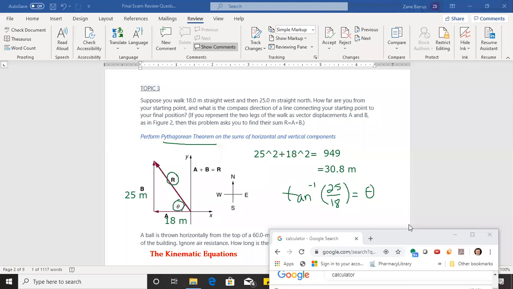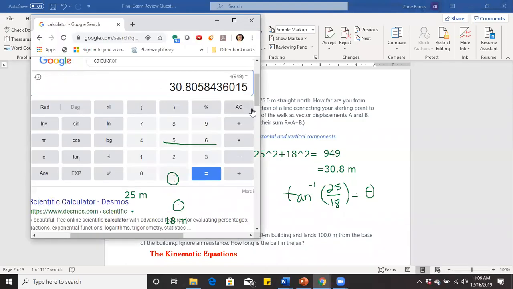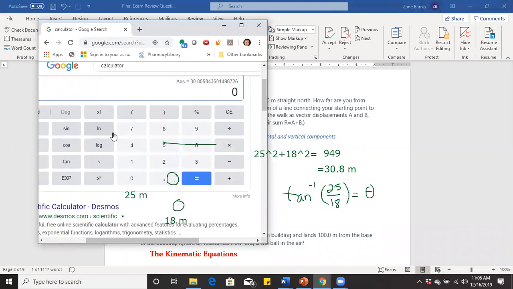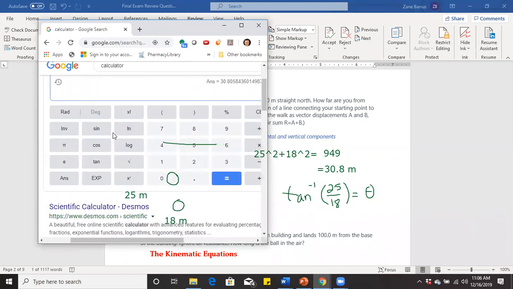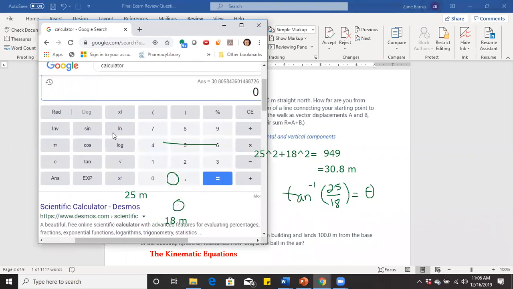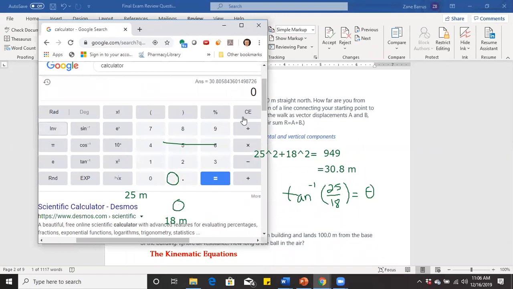Okay. If you have questions on the trig, or if you don't really remember the trig from geometry class, please let me know. I'd be happy to walk you through it. So I'm going to take my inverse tan, which on the Google calculator, trying to remember how we do this. Oh, I think it's this inverse button. Yes, good. So if I take the inverse tan, which is called the arctan, of 25 divided by 18, that should give me my angle.